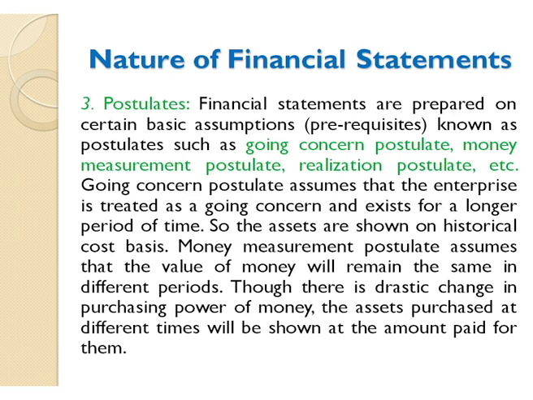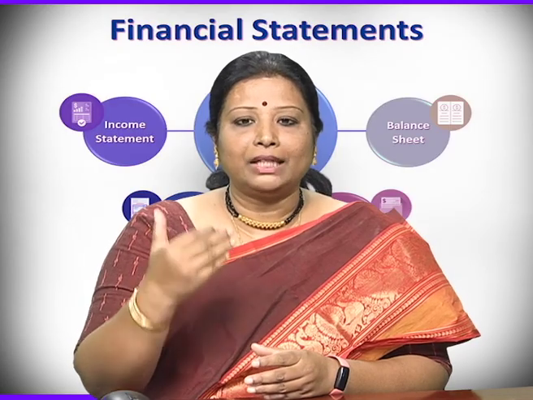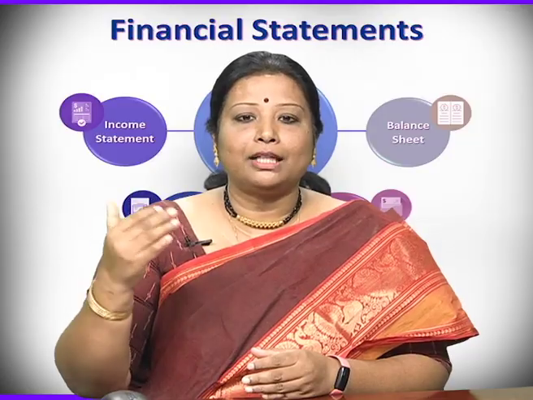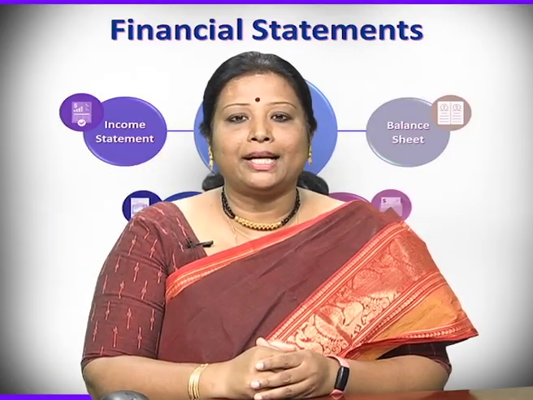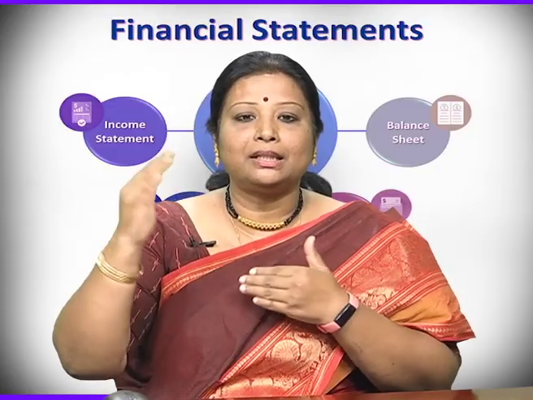The second postulate, the money measurement postulate, assumes that the value of money will remain the same in different periods, though there is a drastic change in the purchasing power of money. Like the example we have just taken: you bought a machinery this year for 5 lakh rupees. After 5 years, the value of machinery increases to 10 lakhs, but still the value of machinery is shown as 5 lakhs.